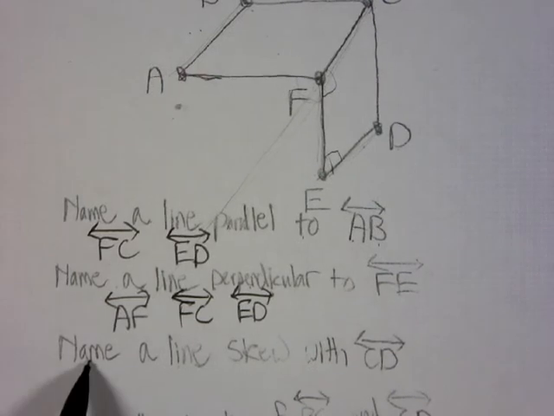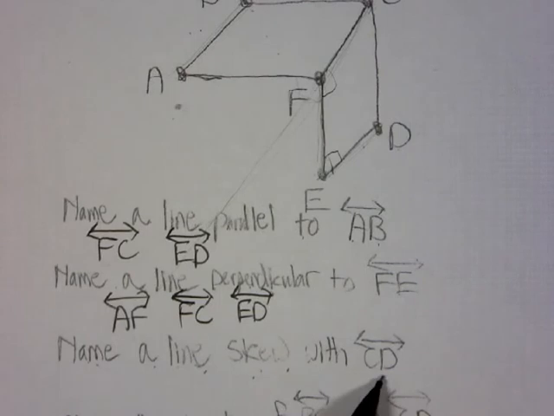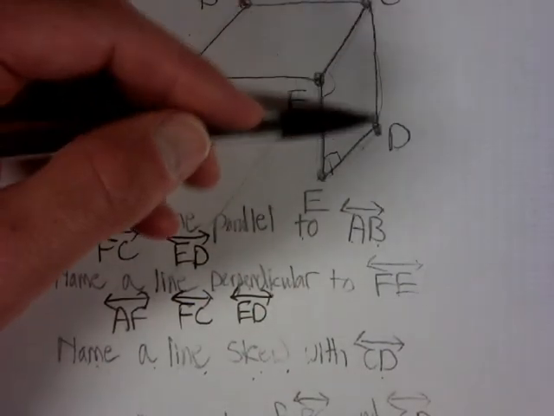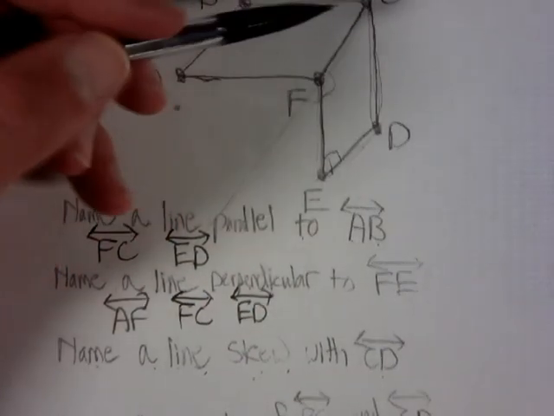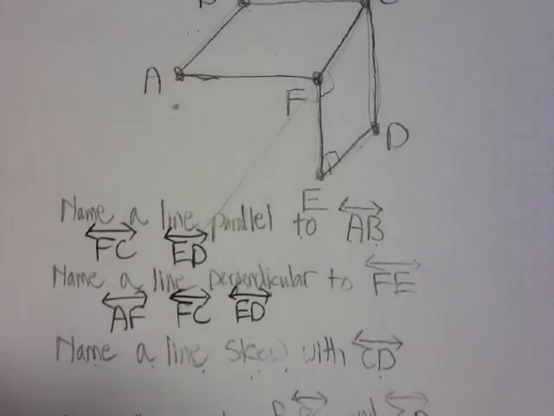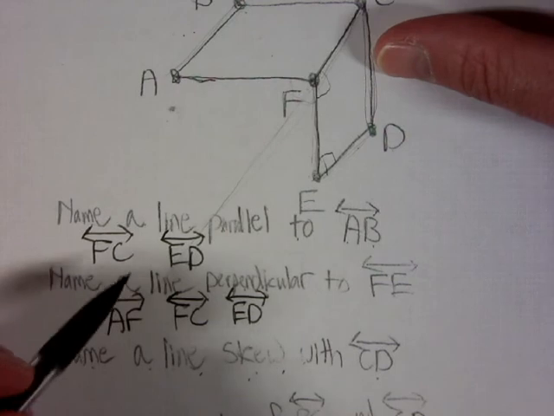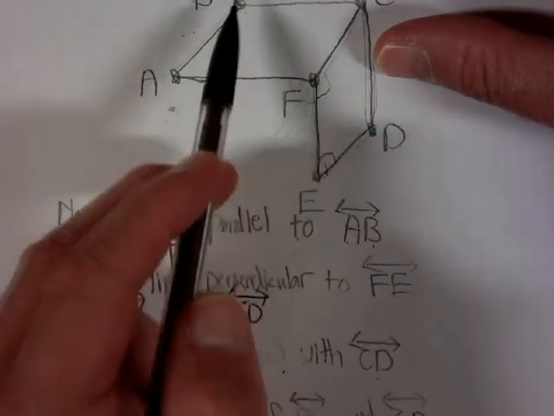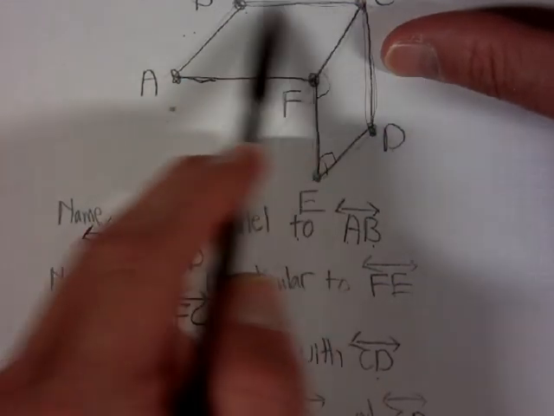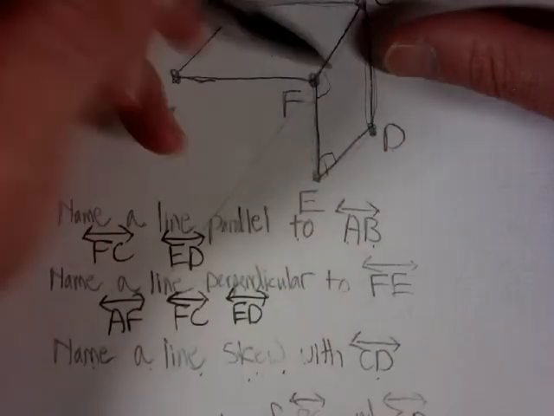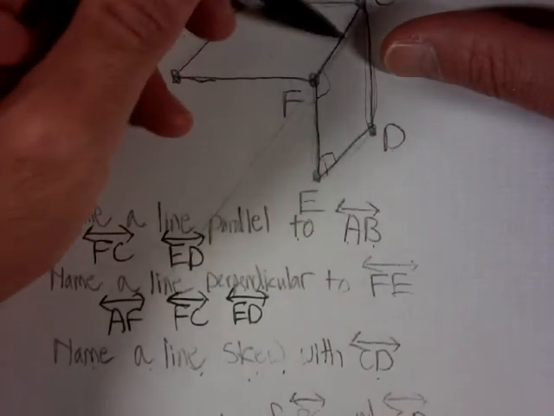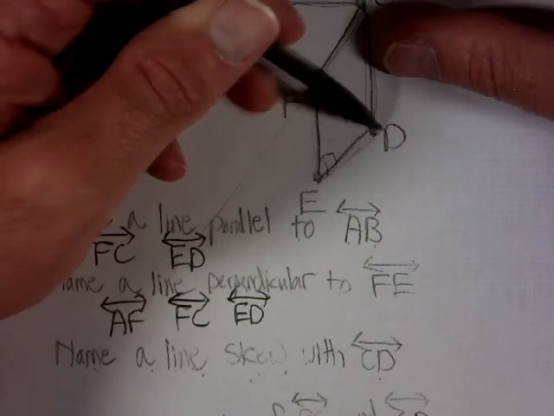Now, let's talk about skew. Name a line that is skew with CD. CD is here, and we want to name a line that is skew with CD. Remember, skew means not parallel and not intersecting. They do not intersect and they're not parallel. So if I wanted to name a line that was skew with CD, it couldn't be BC because that's perpendicular, so they intersect. Can't be FC, they intersect. Can't be ED, they intersect.